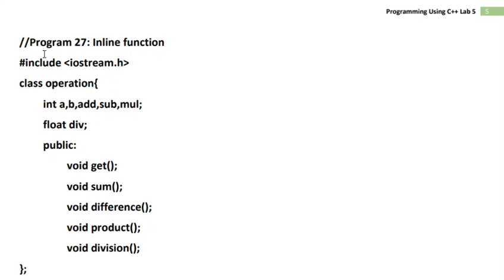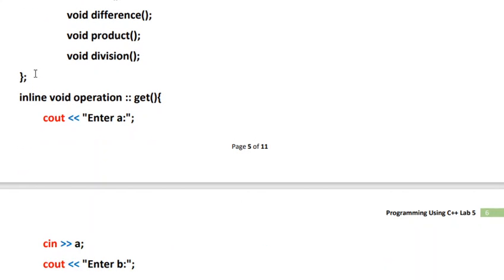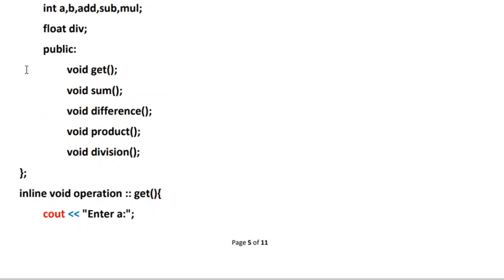So an inline function is a function that is replaced by the function definition during compile time. Whenever you call a function, it's replaced by the function definition at compile time. So you have the additional overhead of linking and returning being avoided. Here you see we have functions: get, sum, difference, product, division.